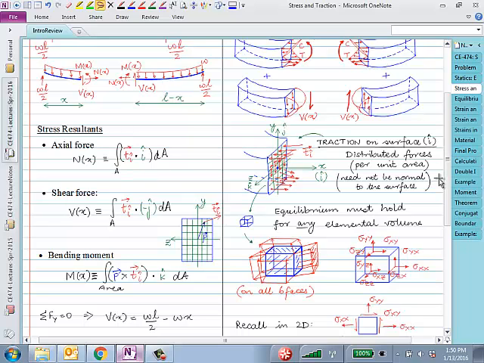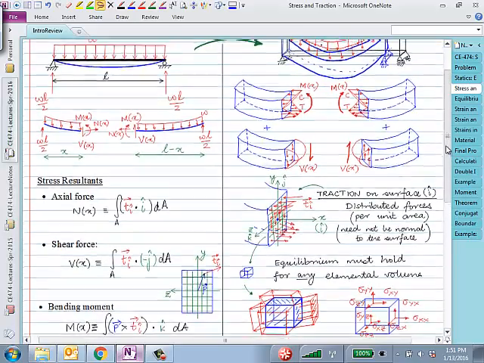Does it make sense? If I isolate some cube of material here, and if I try to draw the tractions on all of the six faces, or the distributed forces on all of the six faces, that might look like some complicated distribution like that. It would have forces on all of the six faces for a cube of material inside a body. Not making sense? Um, all right, so let's try this again.